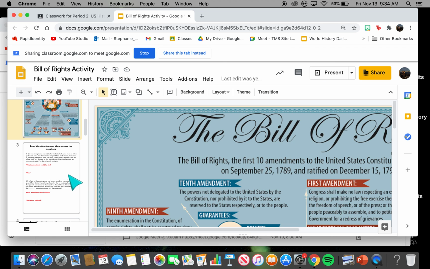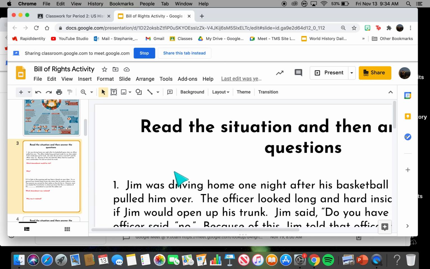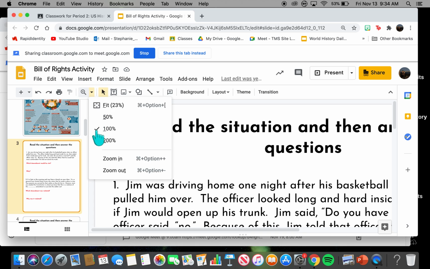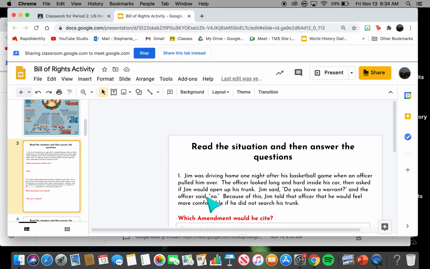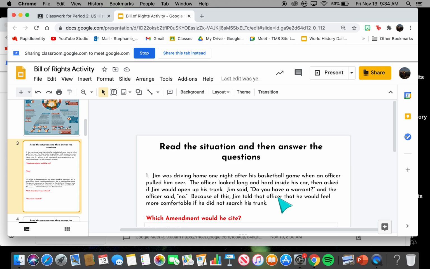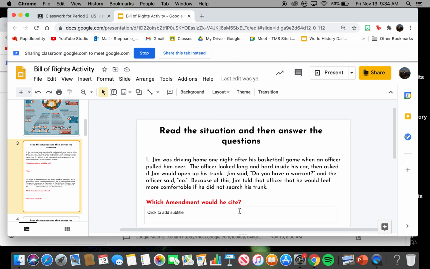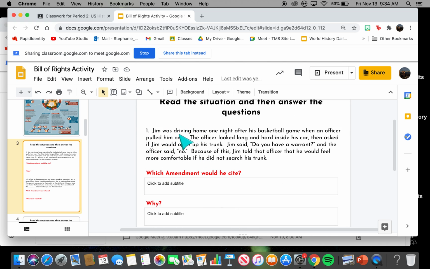What you're going to do for the actual assignment is read a situation. So I'm going to go ahead and lower this. You're going to read a situation, and then you're going to tell me what amendment they're talking about and why. I'm going to read the first one, and I'm going to help you with this.